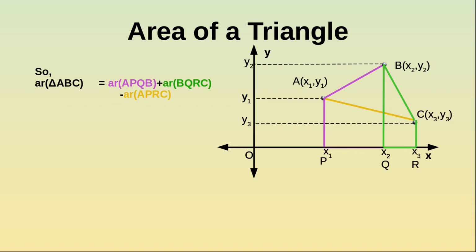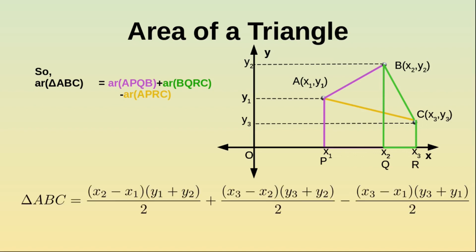As we have derived the formula for each of these three trapezoids, we will be putting those three formulas into this formula. That is something like this. Area of the triangle ABC is equal to x2 minus x1 whole into y1 plus y2 whole divided by 2 plus x3 minus x2 whole into y3 plus y2 whole divided by 2 minus x3 minus x1 whole into y3 plus y1 whole divided by 2.